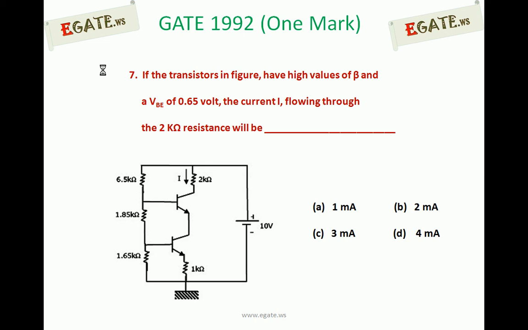The transistors have a high value of beta and a VBE of 0.65. We need to calculate the current flowing through the 2 kilo ohm resistor. The correct option for this one is A, 1 milliampere. We see the details now.